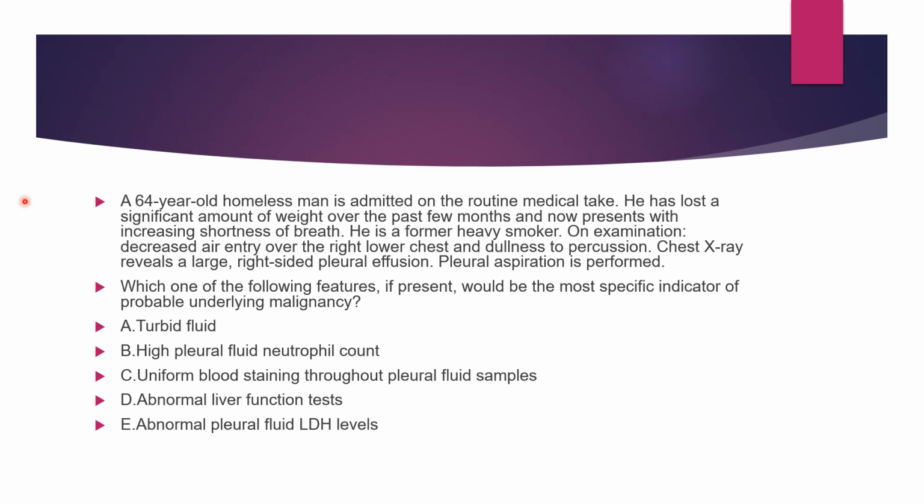So malignancy, as I told you, was one of the causes of hemorrhagic effusion. The other options, such as turbid fluid or neutrophilic count, are in favor of infections, and abnormal LFTs or abnormal pleural fluid LDH levels are not the most specific indicator for malignancy. But uniform blood staining throughout the pleural fluid samples is a very specific indicator of malignancy. This can be the correct option, C.